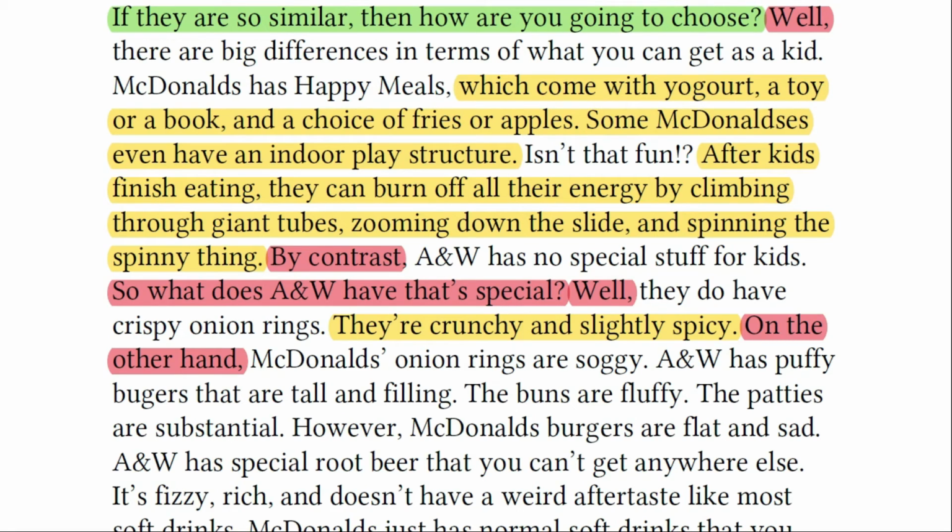So I've made a contrast, right? The A&W onion rings are good. Well, I didn't say they're good, but they're crunchy and spicy. And the McDonald's onion rings are soggy. Maybe you like soggy onion rings. I don't know. It's up to you to choose.